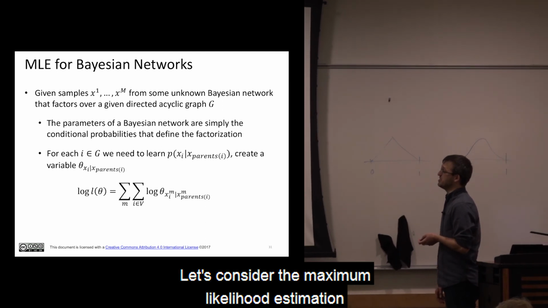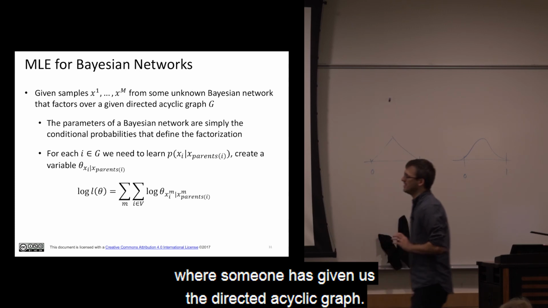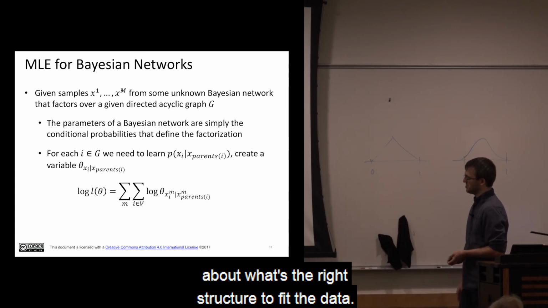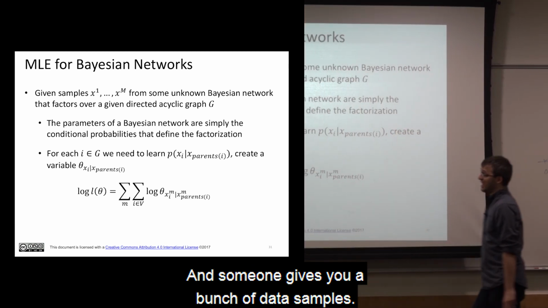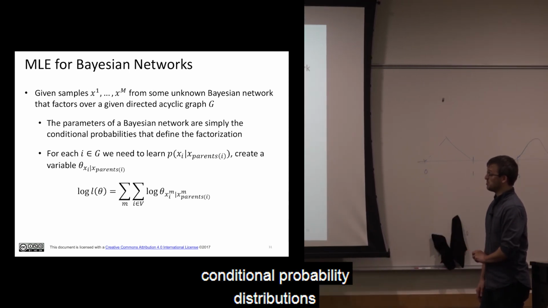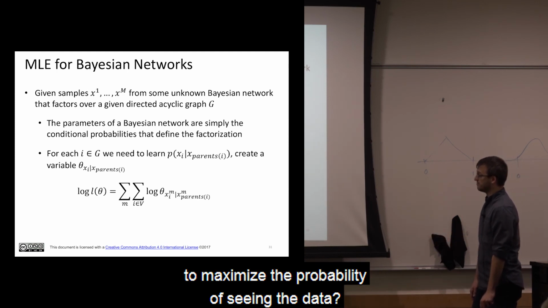maximum likelihood estimation for Bayesian networks where someone has given us the directed acyclic graph. So again, we're not talking about what's the right structure to fit to data. That's a separate problem for now. Let's assume the structure is given, and someone gives you a bunch of data samples. I just want to figure out how I should choose the conditional probability distributions for my Bayesian network to maximize the probability of seeing the data.